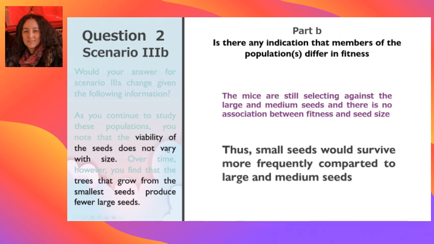So because there's no viability difference, there's no difference in fitness associated with seed size. But we do still have selection against those large and medium seeds. So the small seeds would survive more frequently, sorry for that typo, compared to large and medium seeds.